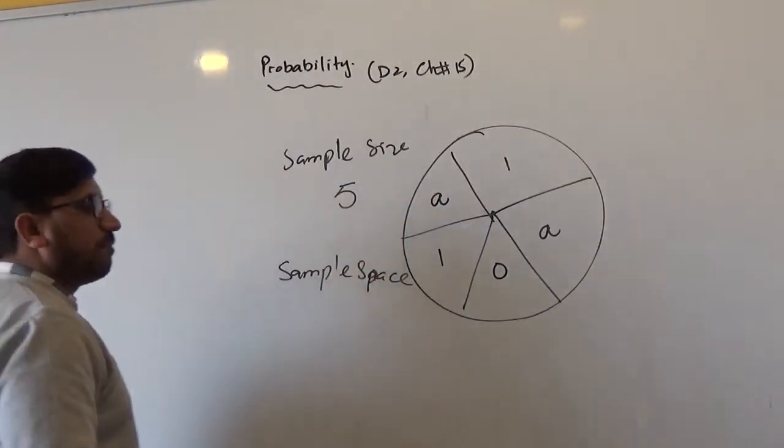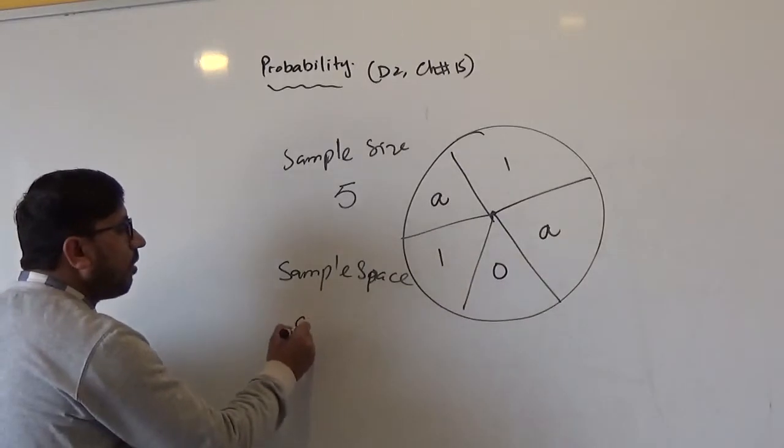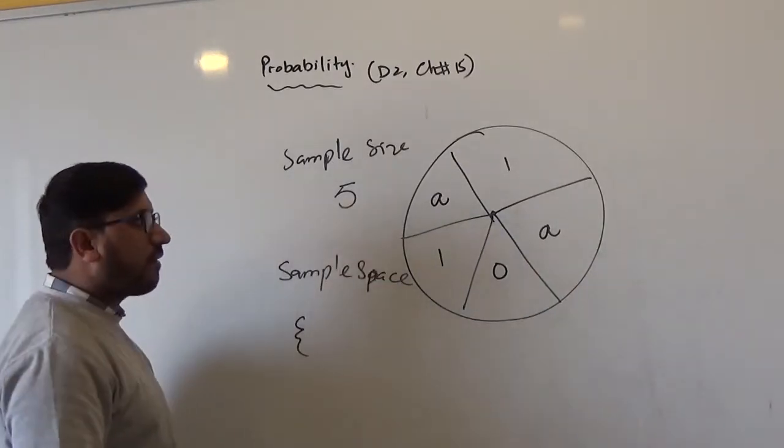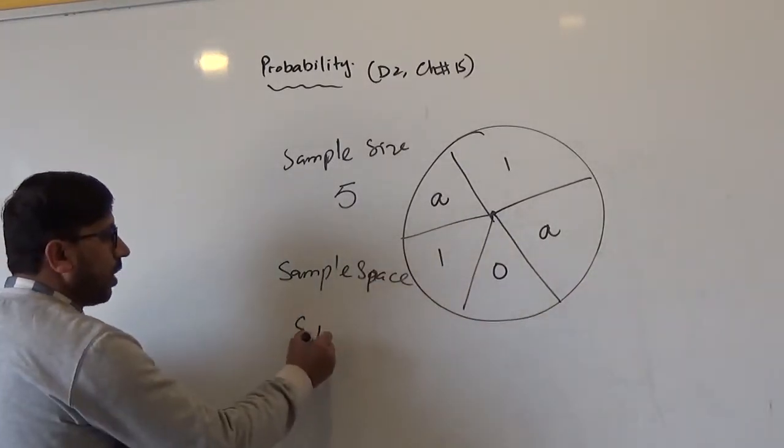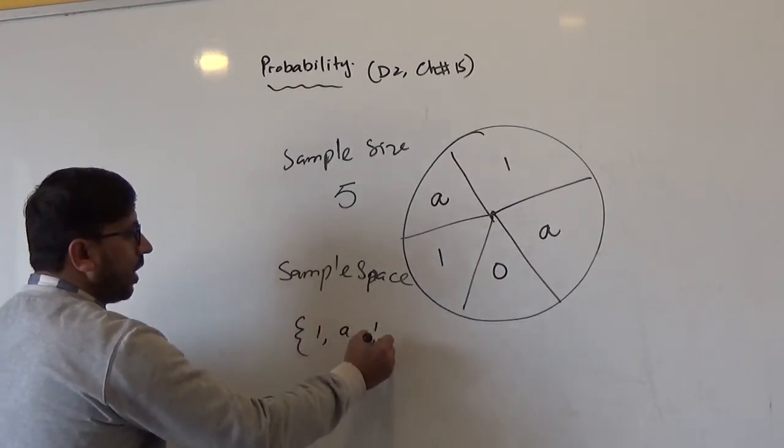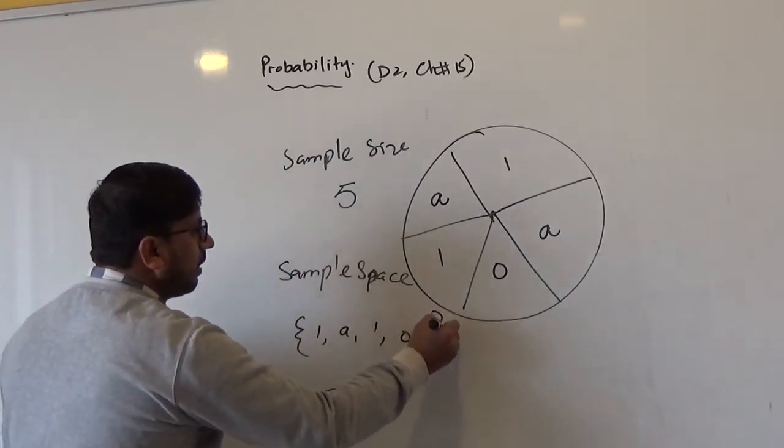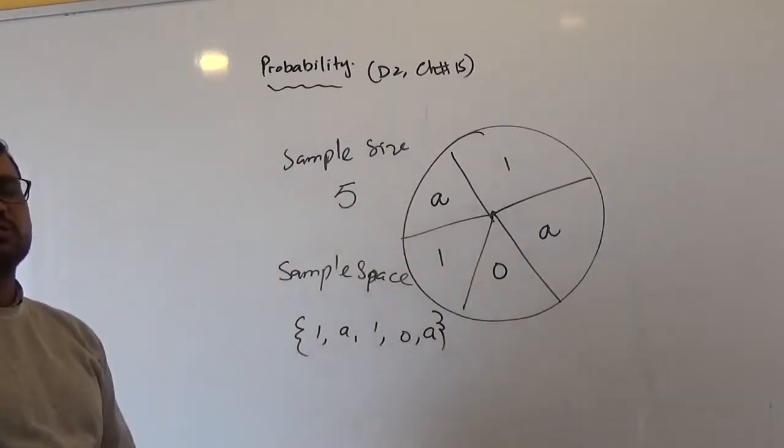Then next is sample space. Sample space means all possible outcomes which we can have on a spinner. It would be 1, A, 1, 0, A. This is the sample space for the spinner.